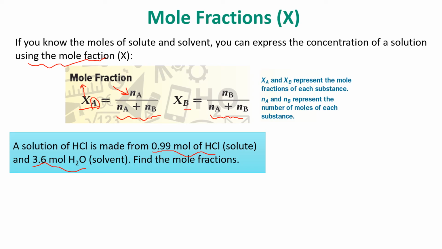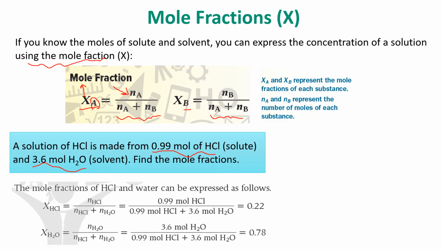So we have 2 substances here, all right? We have HCl and we have water. So we just use the equations here. So the moles of HCl over the moles of HCl plus the moles of water is going to be 0.99 over 0.99 plus 3.6. So the mole fraction of HCl is 0.22.